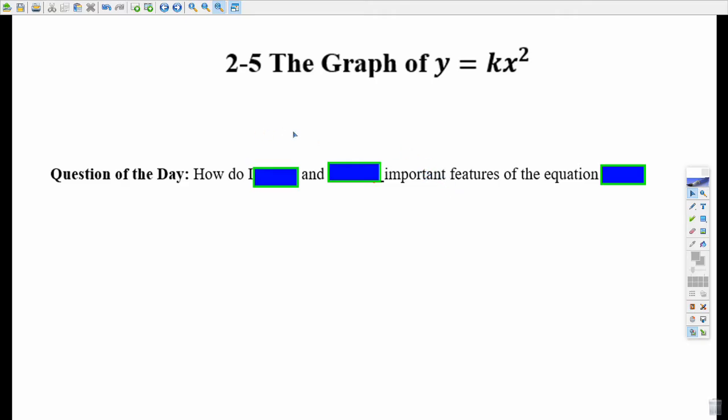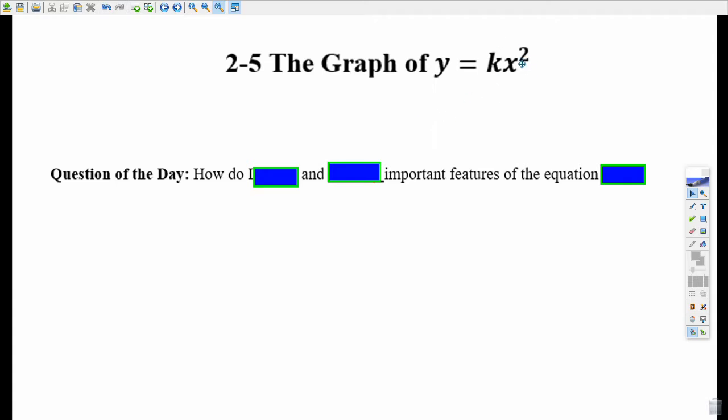Today we'll be looking at 2.5. It's the graph of y equals kx squared. So 2.4 was just looking at when we had kx, not the squared there. And we saw those were just linear lines or very straight lines, like diagonals, either sloping up or down.